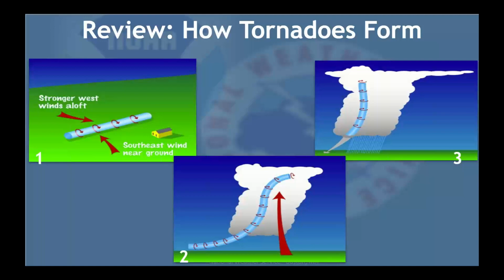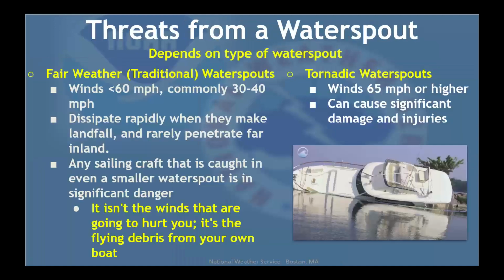That's the very basics of how tornadoes form. All right, so those are the two types. So what kind of threats come from each one? Starting with fair weather waterspouts, typically these have winds less than 60 miles per hour. Most commonly, they would be about 30 to 40 miles per hour in that range.